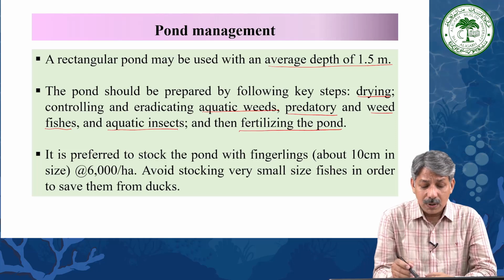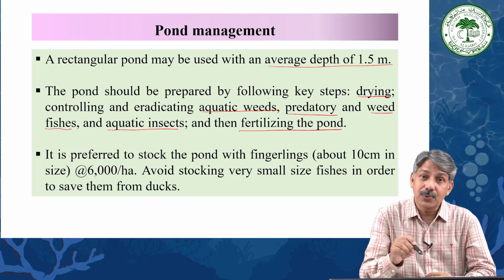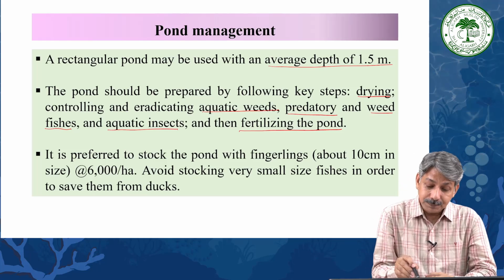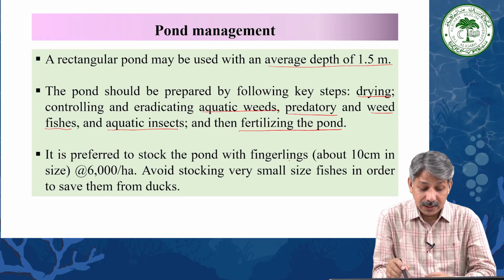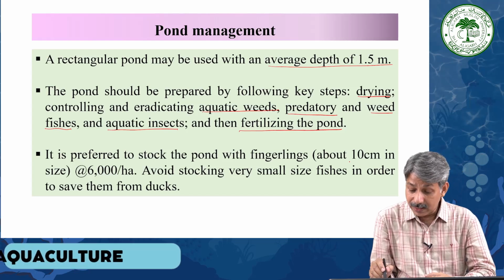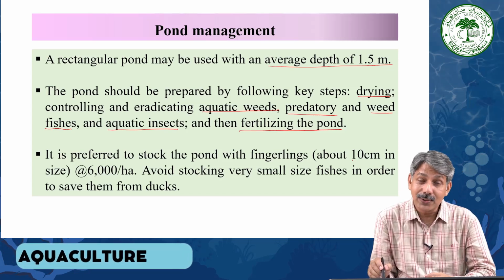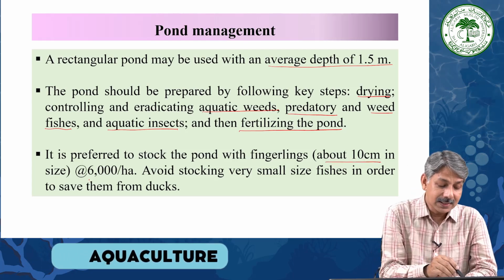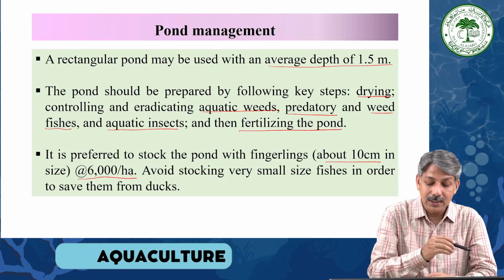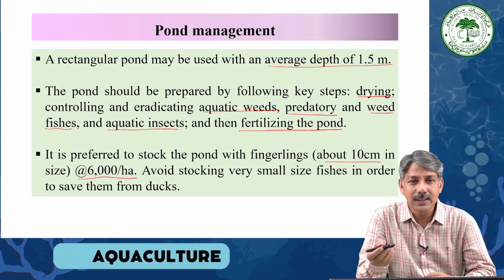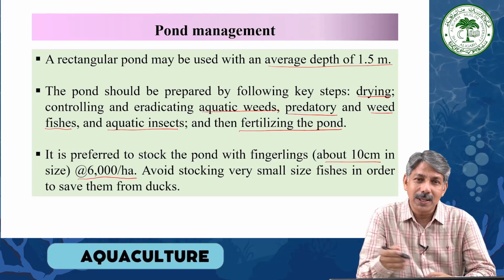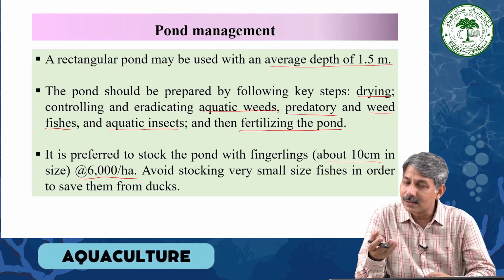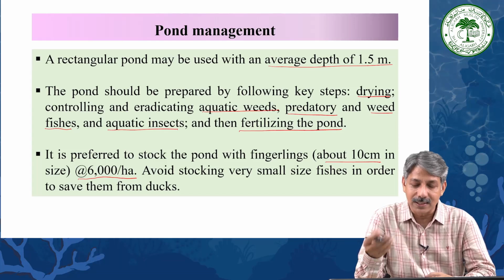Then how do we stock? Here you will have to be a little alert. If we are using fingerlings, and we should use fingerlings, we should never use fish fries for stocking. At about 10 centimeter in size, it should be 6,000 per hectare. That depends, again I am saying, on many factors: water quality, food availability, and many other things.